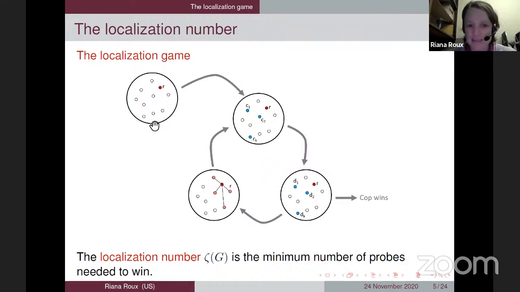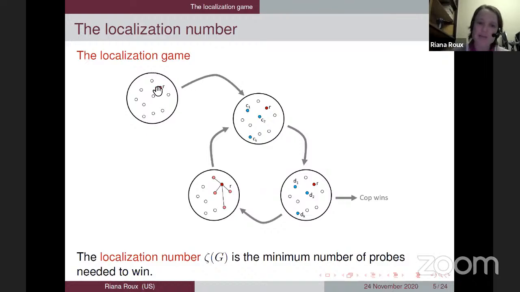When we initialize the game, it is the robber that chooses first. In the cops and robbers game, it was the cop that places the cops first and then the robber. But in the localization game, the robber is first on the graph. A very important difference is that the cops have no idea where the robber is. If they did, the game would be over because we just want to locate it. So the cops do not see the robber. It's invisible. So we are playing with imperfect information.